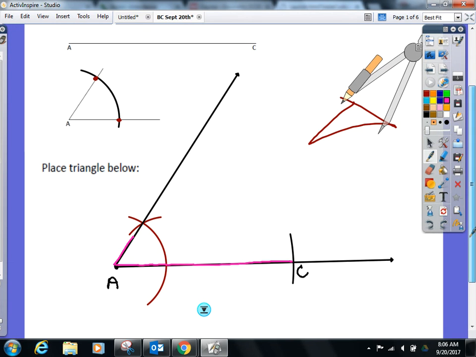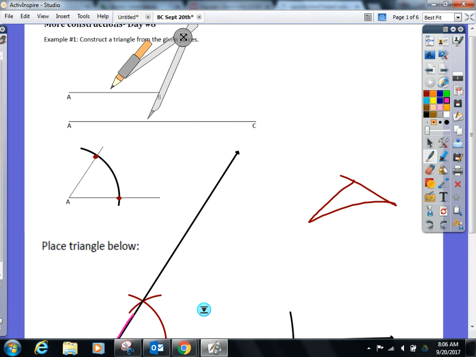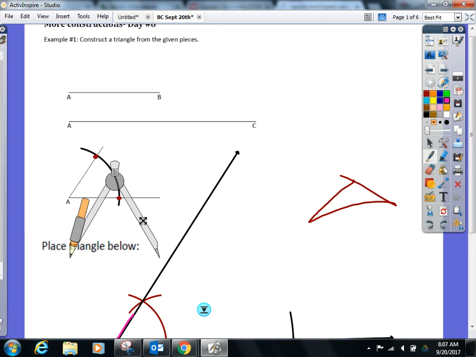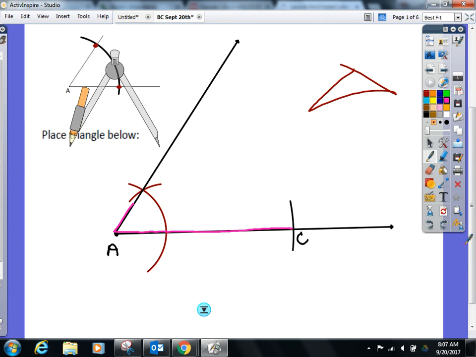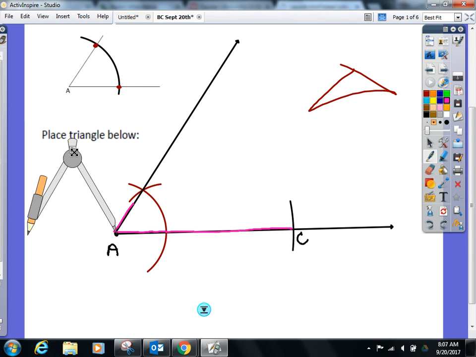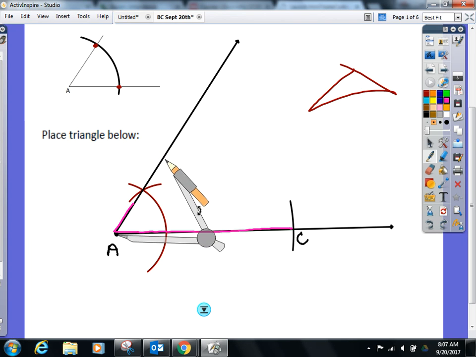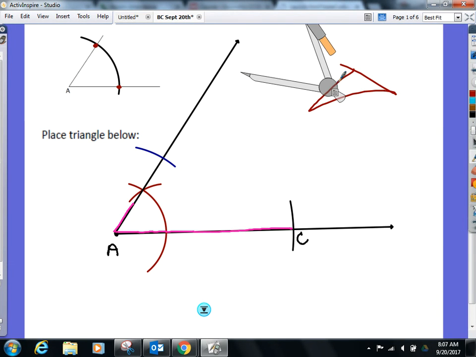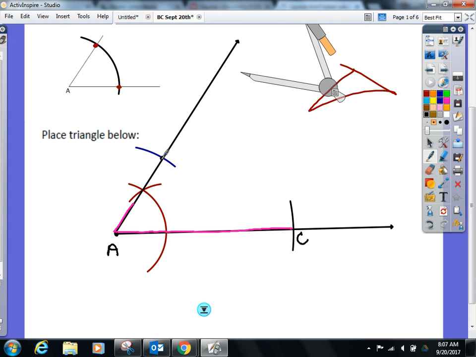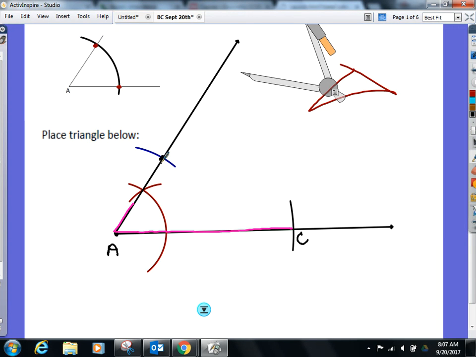So I'm going to go back up. Measure the length of AB. I'm still going to put it on A, yes, but I'm going to copy it onto the ray I just made. Right there. And I'm going to call that point B. Does everyone see where the triangle is going to be? You've got to make it one more line segment for me, though.